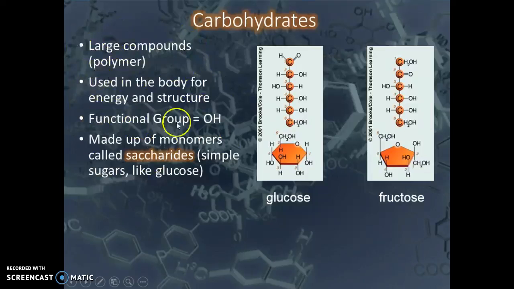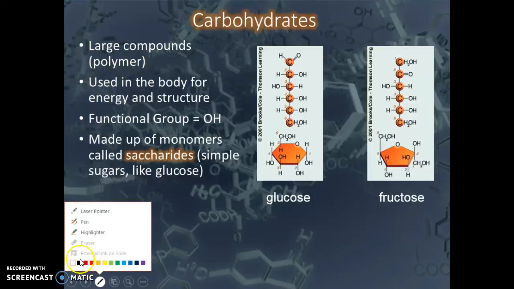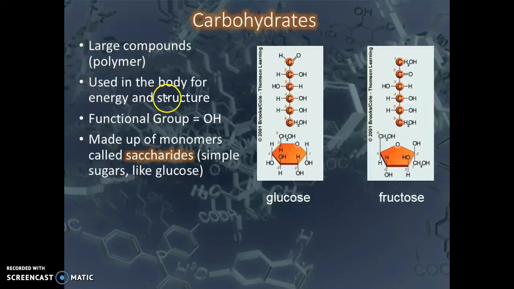So we're going to start with carbohydrates, and carbohydrates, just like all of the other organic compounds, is a large compound or a polymer made up of a monomer. These are used in the body for energy and for structure. In our bodies, we break down carbohydrates and we use them in mitochondria to make ATP energy. For other organisms, they might use them for structure, like plants build most of their cell wall out of carbohydrates, cellulose.